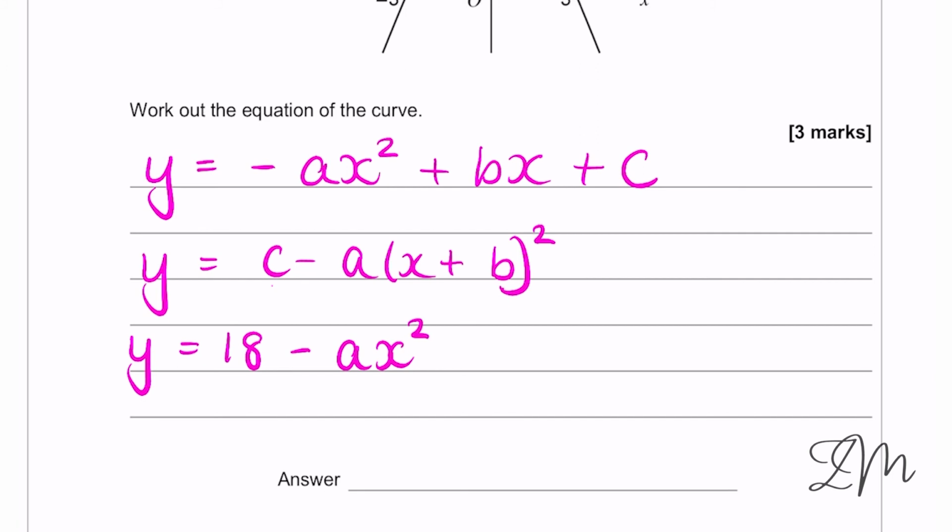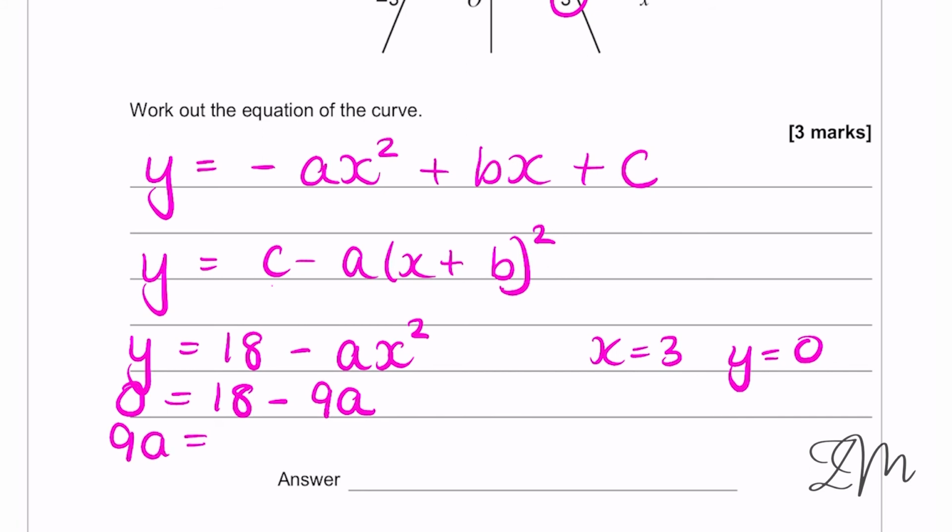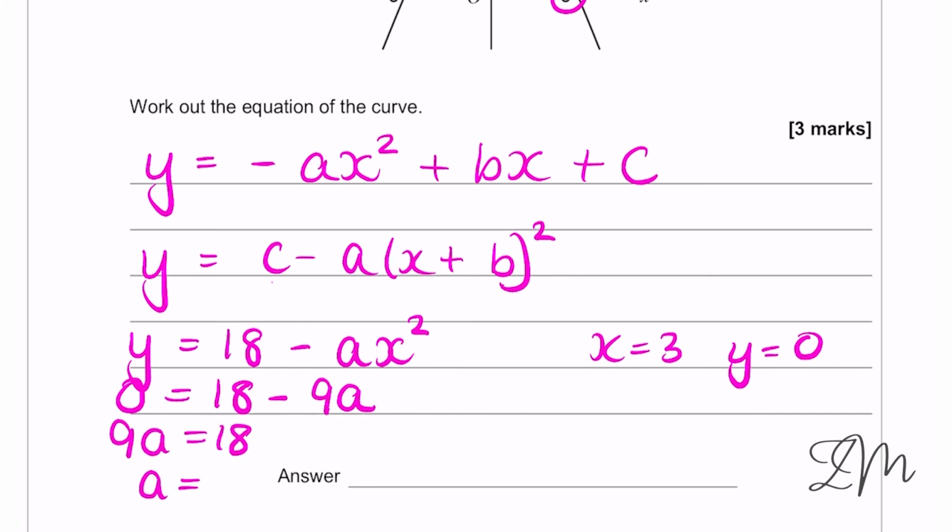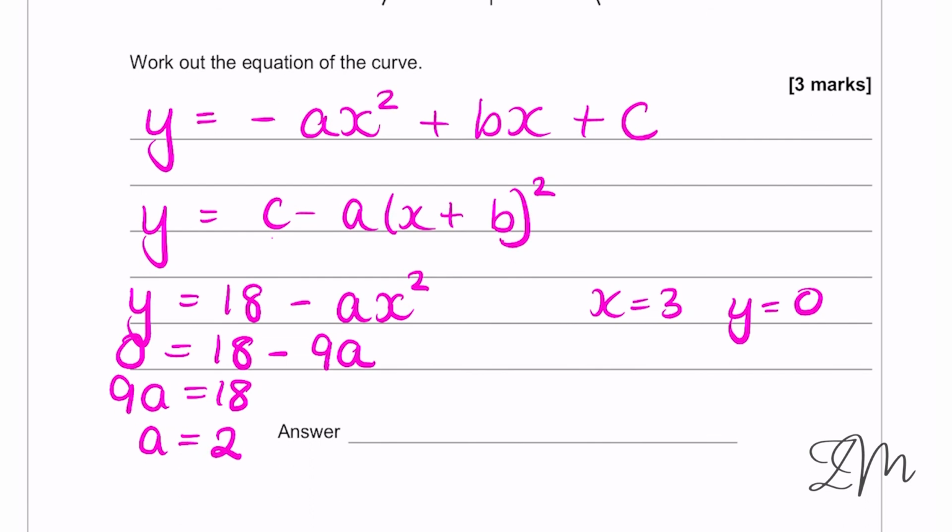Now all we have to do is sub in a point. So let's take the 3. We can see when x equals 3, y equals 0. So we can say 0 equals 18 minus 9a. 9a equals 18, so a equals 2. So my final answer would be y equals 18 minus 2x squared.